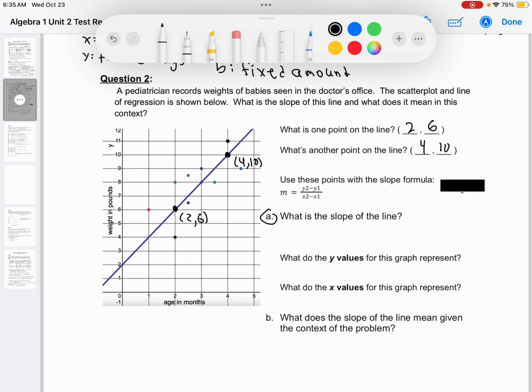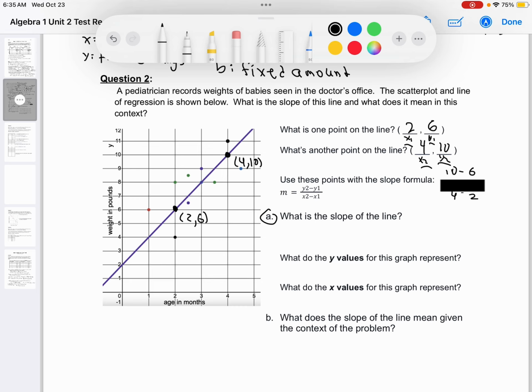It says use these points with the slope formula, y2 minus y1 divided by x2 minus x1. So I'm going to say that this is x1 and y1, and this is x2 and y2. Now this part is a little bit messed up on my end, but to fill in this formula, we would put 10 minus 6 divided by 4 minus 2, because this is my y2 minus y1 divided by x2 minus x1. So 10 minus 6 divided by 4 minus 2.